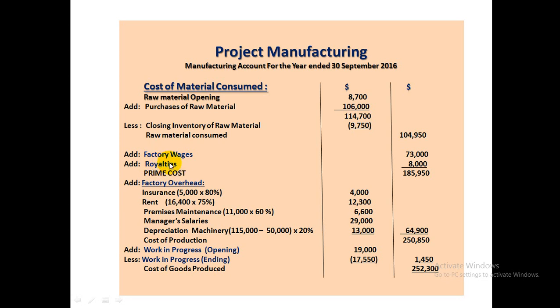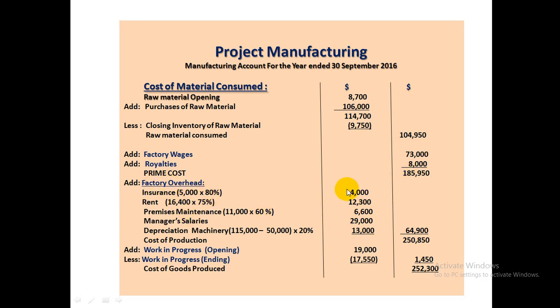Royalty is actually the payment which we make for any invention to its owner for reusing his invention. Without paying this, we cannot do the production. Therefore, this is considered as an important direct expense. Adding direct expense and direct wage to the raw material consumed will give us prime cost. In prime cost, we have to add all factory overheads.